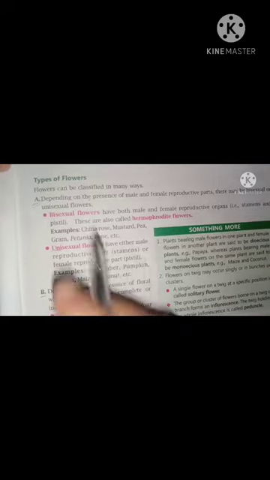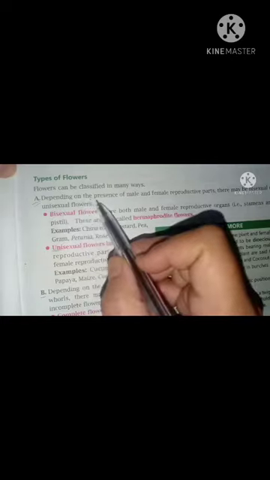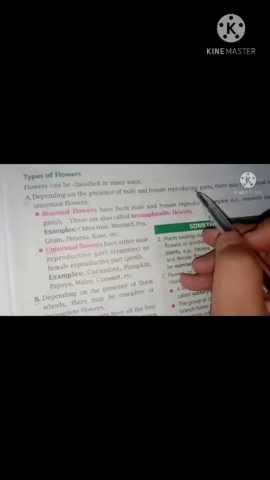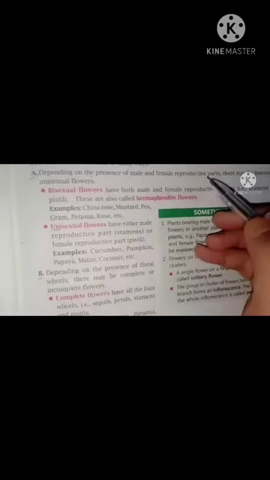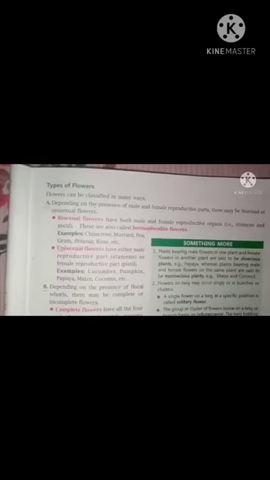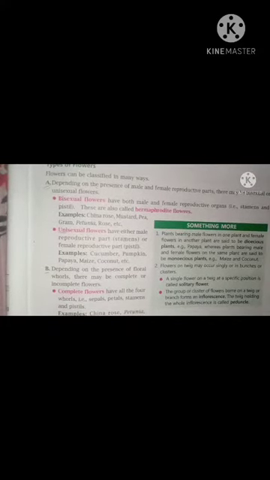flowers can be classified in many ways, but there are mainly two ways according to which flowers can be classified. First, depending on the presence of male and female reproductive parts. Depending on the male and female reproductive parts, the flowers are of two types. Firstly, the bisexual flower, and secondly, the unisexual flower.